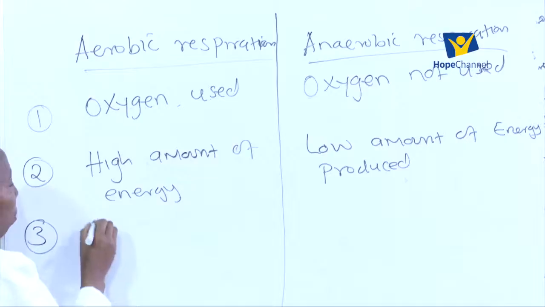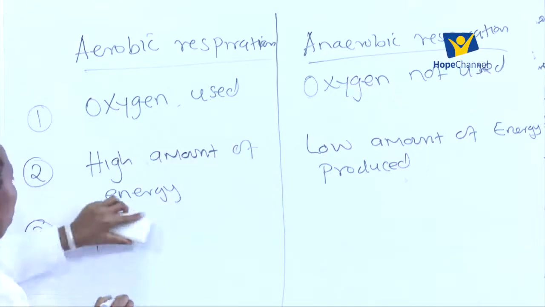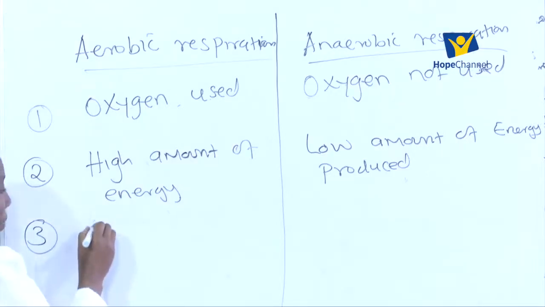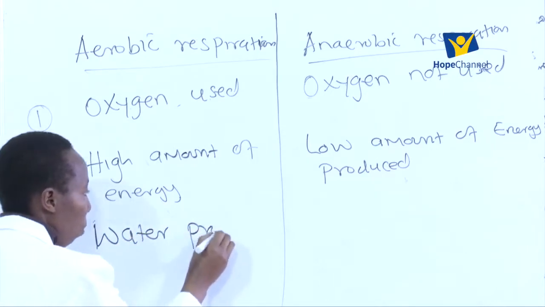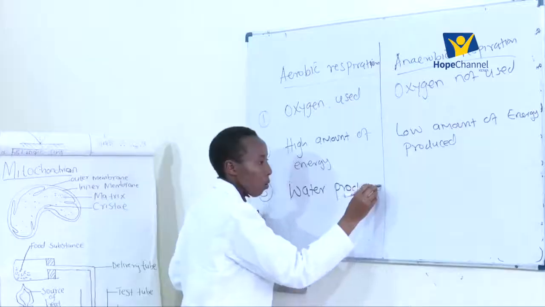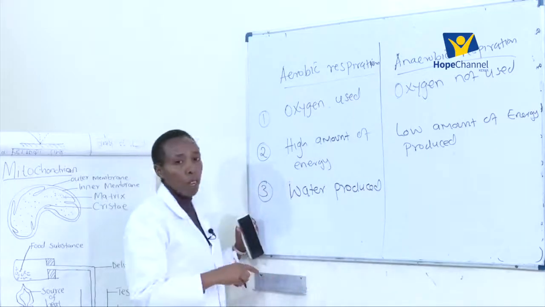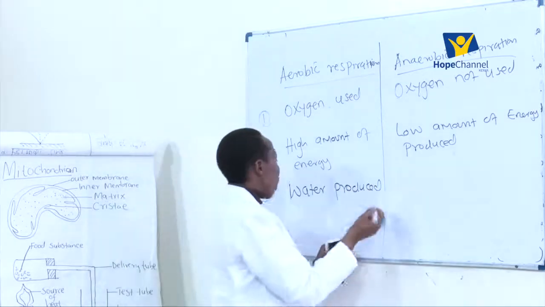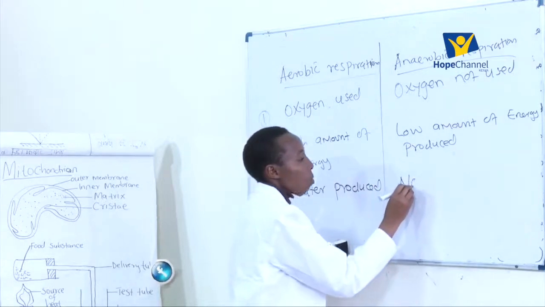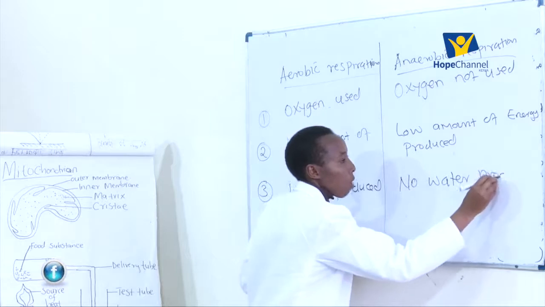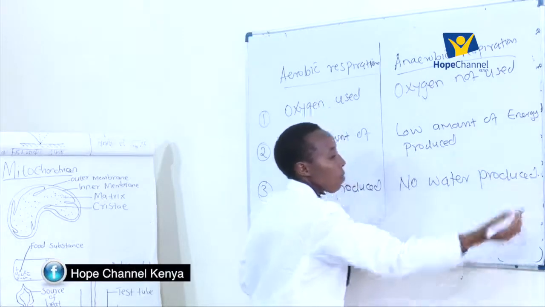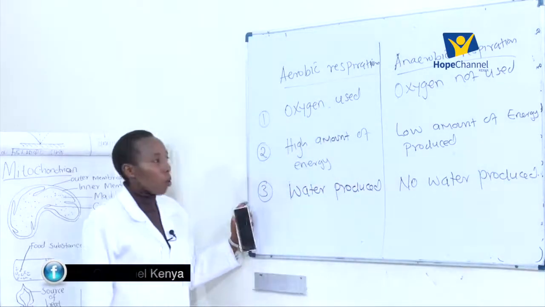Then, when we talk about another difference between aerobic and anaerobic respiration, we realize that during aerobic respiration, we produce water. So we say water is produced. Water is one of the substances that is produced during aerobic respiration. During anaerobic respiration, there is no water produced. Here we don't have water being produced.